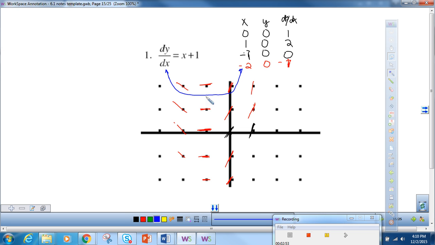But you have your vertex here at 0. When you're sketching a slope field, the thing is you can't go through a slope field. You can't draw through a line. So you kind of trace around it. So that is what that would look like.